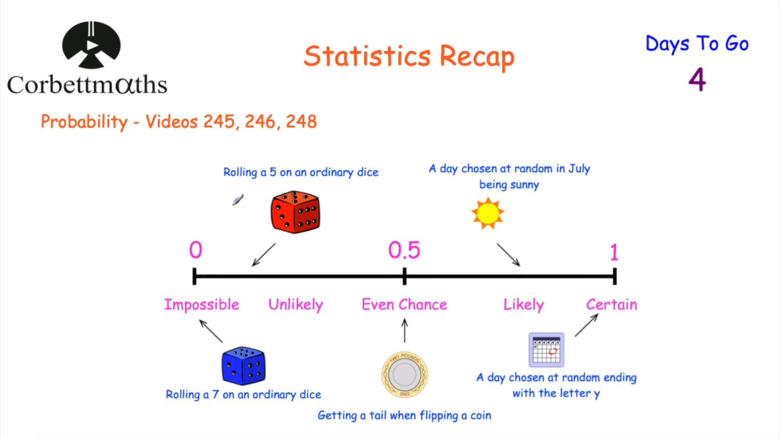Okay, our next topic, probability. So it's important to know your probability scale, where 0 is impossible, 1 is certain, and 0.5 is even chance, such as getting a tail whenever you flip a coin. Anything to the left of this is unlikely, and the closer to 0, the more unlikely it gets. And likewise, anything to the right of 0.5 is likely, and the closer to 1, the more likely it is to happen. So that's your probability scale.